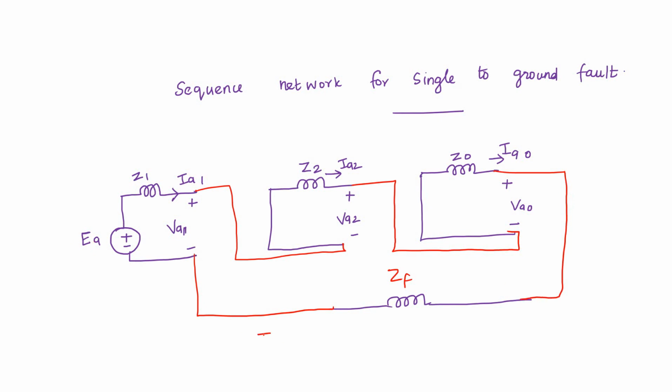So once again I am going to write the fault current Ia equal to 3 into Ea divided by Z1 plus Z2 plus Z0 plus 3Zf.